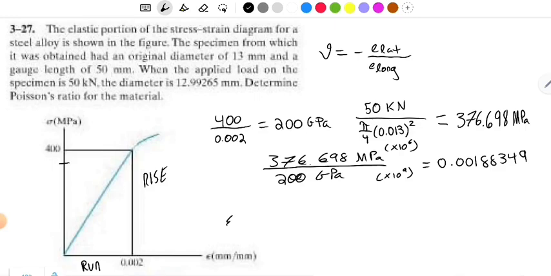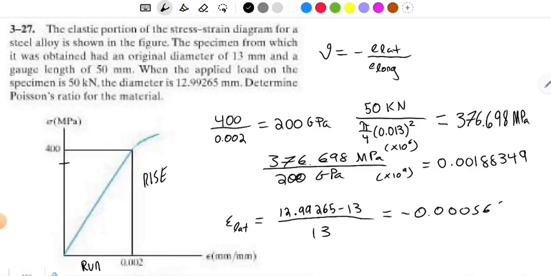Now we can move on to the lateral strain, right? So for this lateral strain, you want to consider the change in diameter over the original diameter. So let's do 12.99265 minus 13 over 13. Now we plug this in our calculator and we get this lateral strain to be negative 0.000565385. And of course we could skip this part.